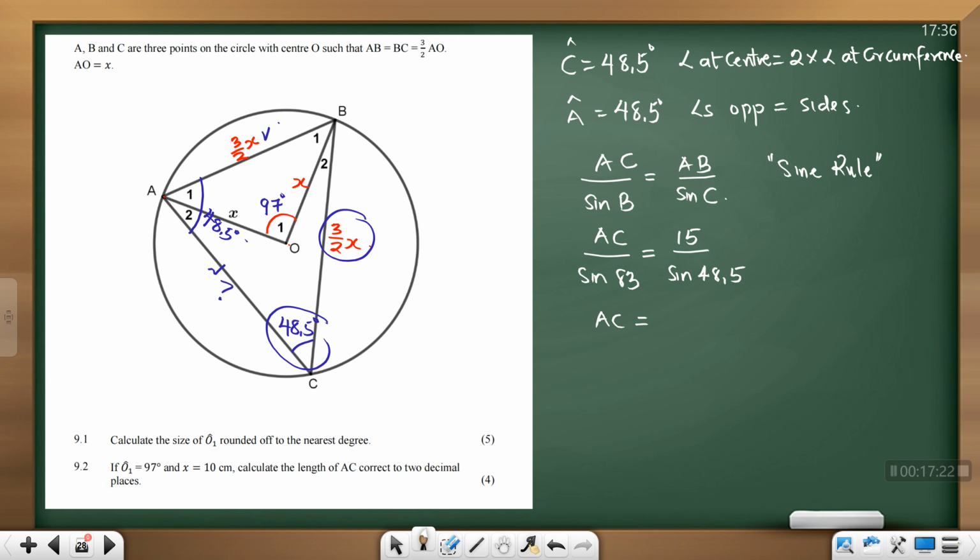Cross multiply and divide. What are we getting? 19,88 to 2 decimal places. Somebody's giving me 19. Fatima, you're giving me 19,9. 19,88.